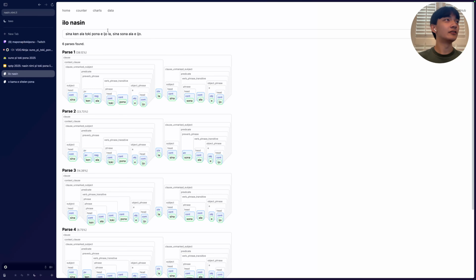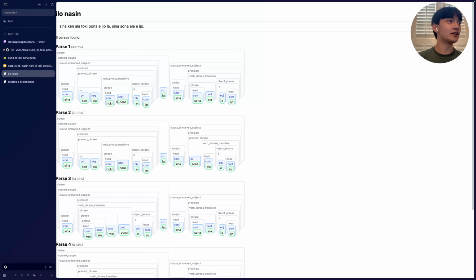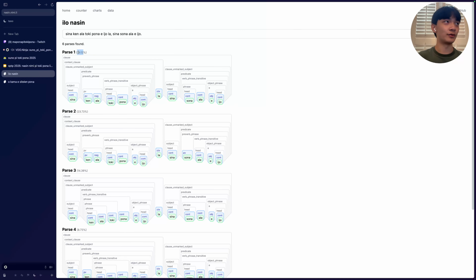If I head here, we can see that given a sentence, this parser will produce a bunch of different parses. We can see this first parse that is scored the highest is sina as a subject, and then ken ala as a negated preverb, and then a transitive verb phrase right here, where toki is the head modified by pona, and then an object phrase with a marking a phrase right here.